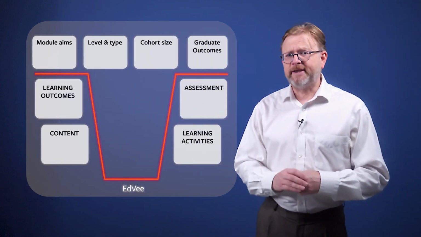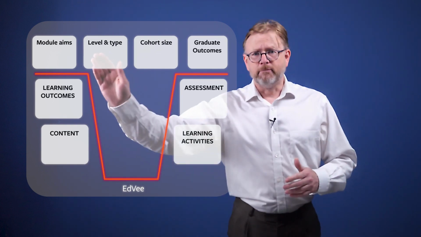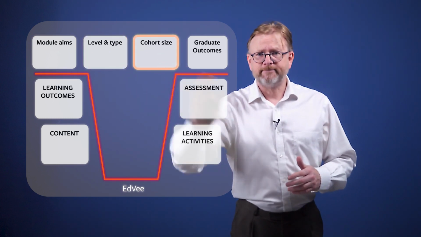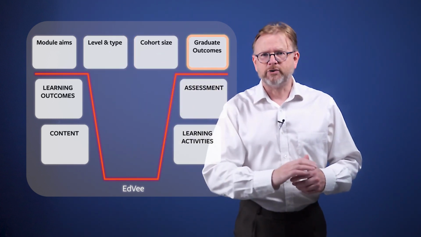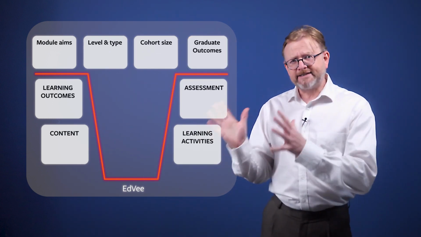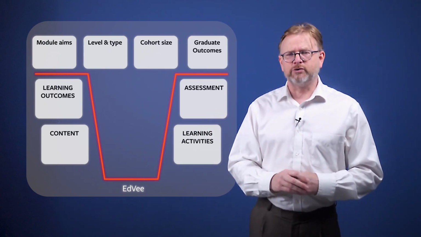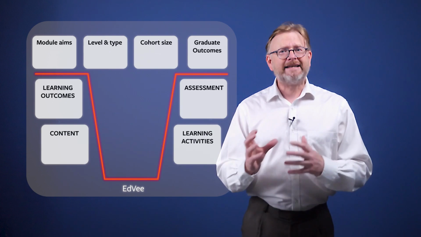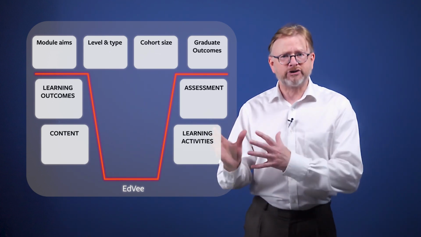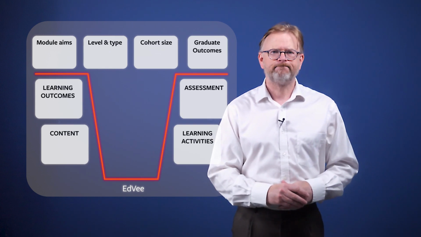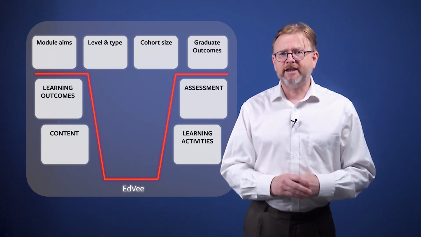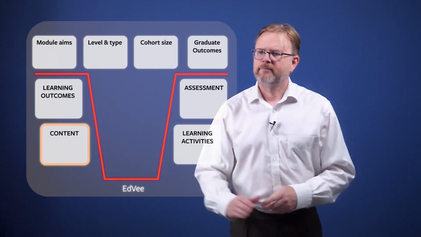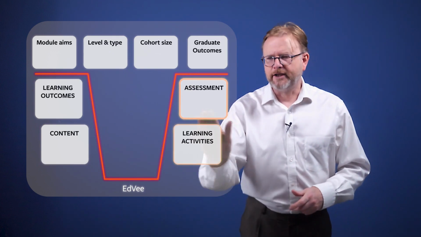Across the top, there are spaces for text to explain the module aims, module level and type, cohort size, and also the intended graduate outcomes. These set the scene for the design intent of the module, referred to in a design context as design requirements. They are added here so that they can be quickly referred back to during the design process. Below this section are the 4 key areas, with learning outcomes, content, assessment, and learning activities.